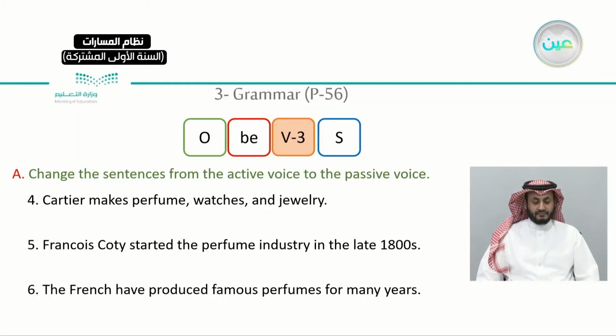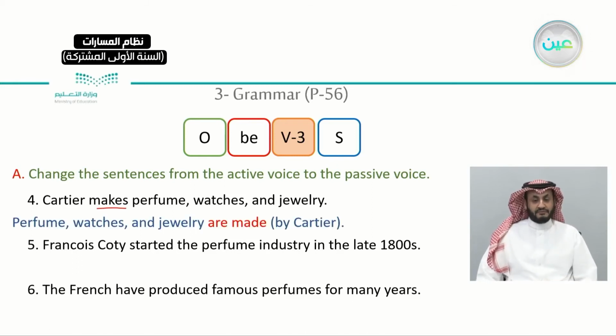Let's continue in here. 4. Cartier makes perfume, watches, and jewelry. Here, we're having perfume, watches, and jewelry is our object, and makes is the verb, present. Perfume, watches, and jewelry are made by Cartier. Are because it is in the present.